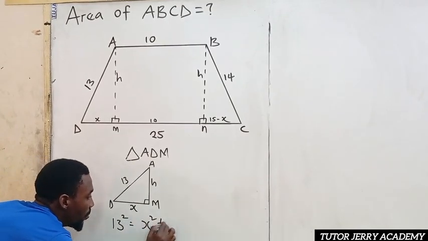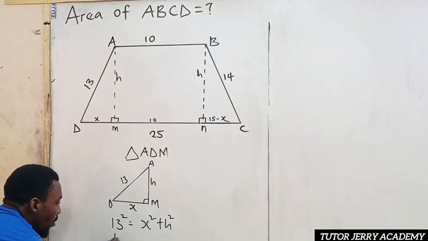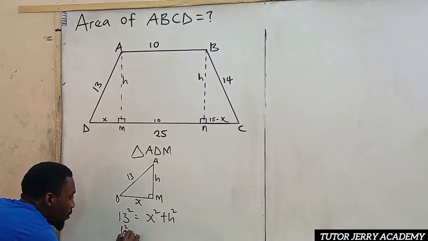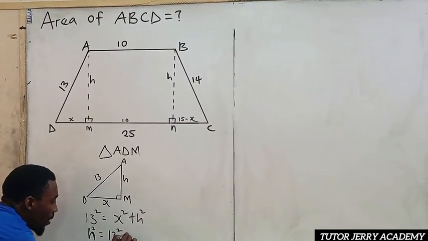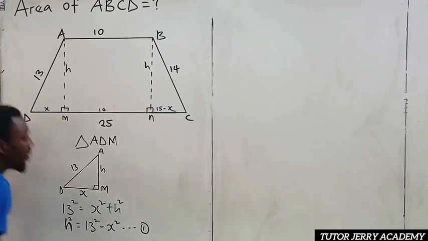equals X square plus H square. So make H square the subject. We are going to have H square equals 13 square minus X square. So let's call this equation number 1.